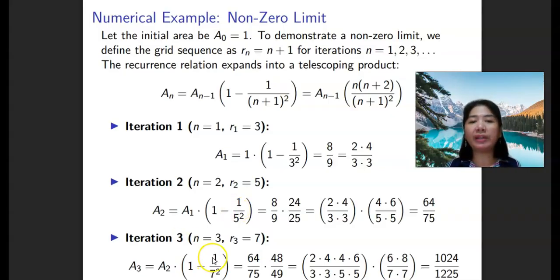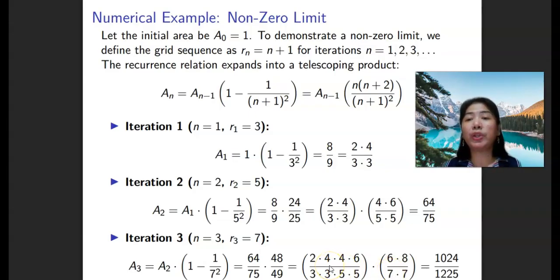Now for level 3, iteration number 3. So n is equal to 3, and then our grid is 7 by 7. So R3 is 7. Okay, previous area A2 is 64 over 75. And the remaining fraction, 1 minus 1 over 7 squared, that would be 48 over 49. And breaking it down to factors, we have this notation here.